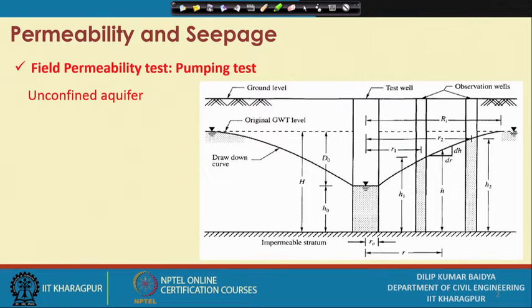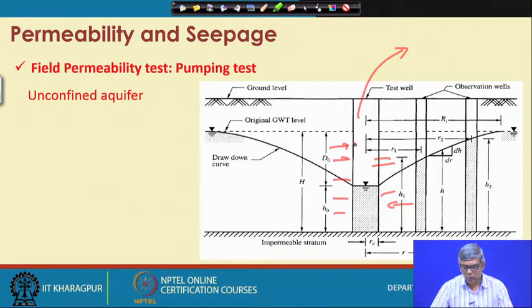Now, if we pump out water from this groundwater, then water from the surrounding zone will enter the well, and how quickly it enters depends on the permeability of the soil. If it is fine grained soil, the flow will be very less and the pumping quantity will be very small. If it is coarse grained soil, then permeability will be very good and the pumping rate can be quite large.